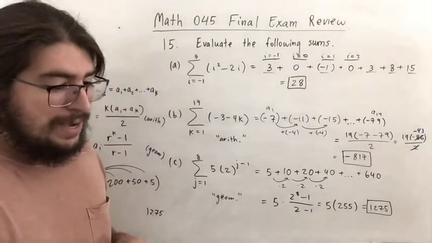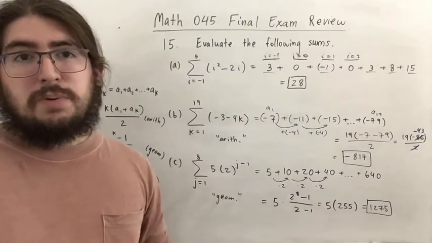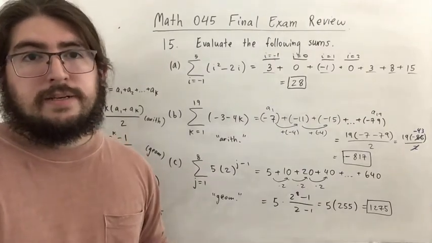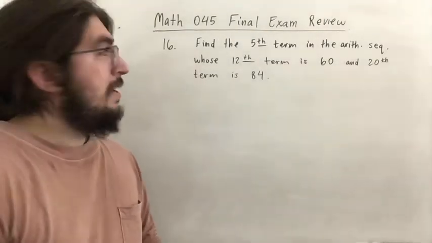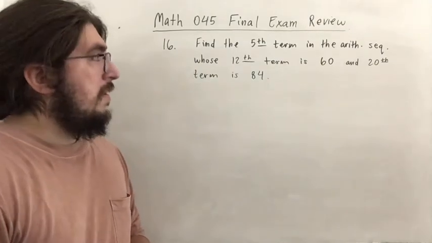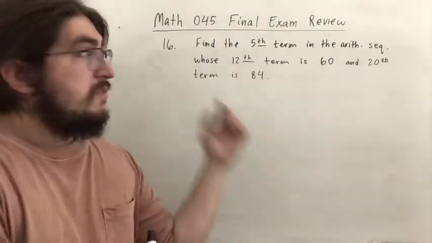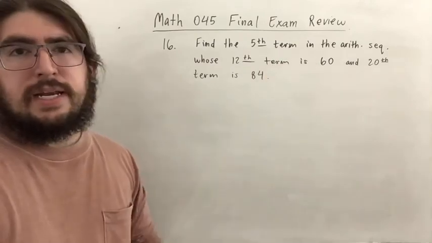Great, so that took some time actually, but now let's move on finally to the last problem of the review, number 16. Okay, so for number 16, finally, we're asked to find the 5th term of the arithmetic sequence whose 12th term is 60 and 20th term is 84.